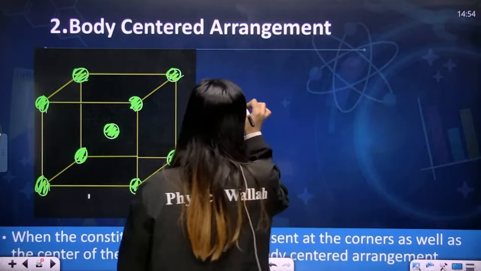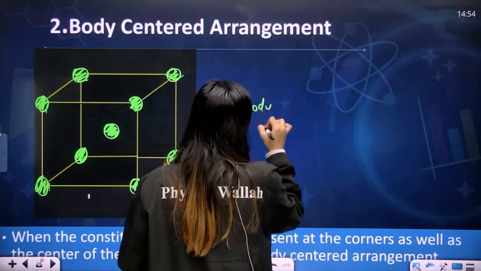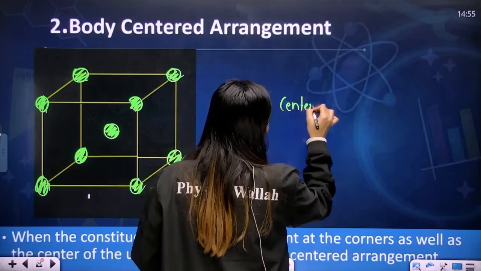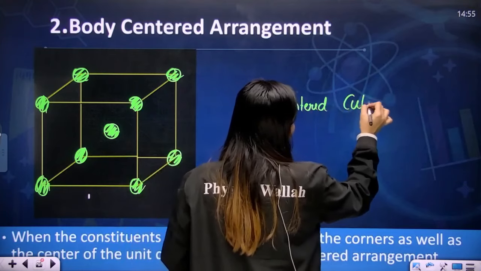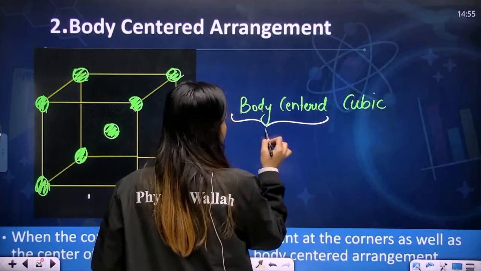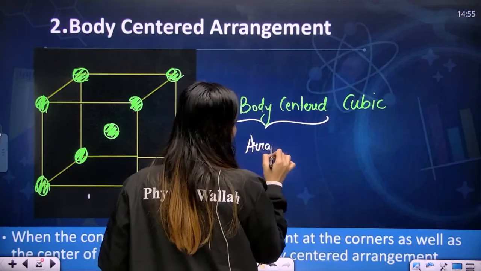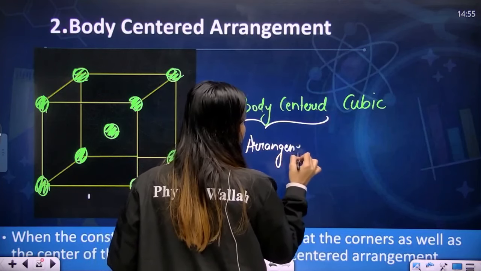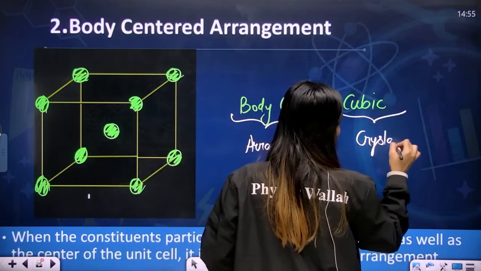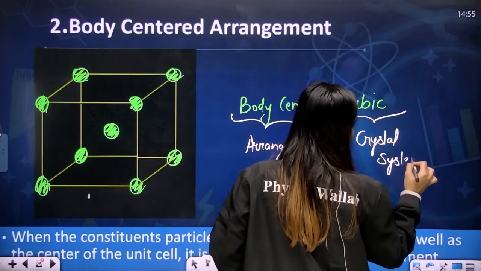So this type of system is known as body centered cubic system. Here, my dear students, body centered gives you the type of arrangement, and cubic gives you the crystal system, which crystal system you are using.